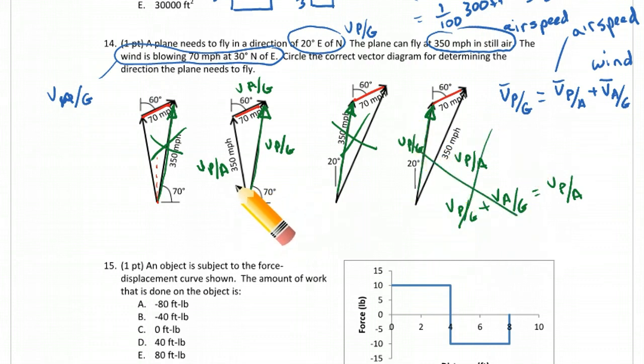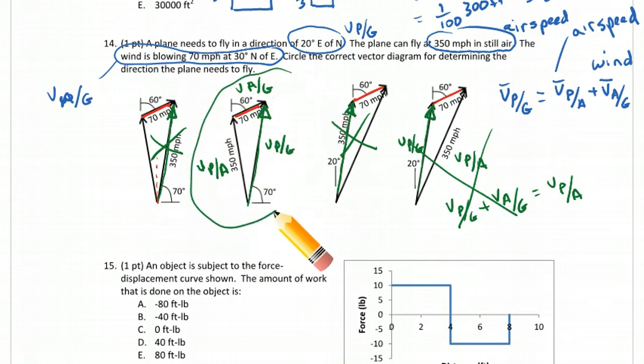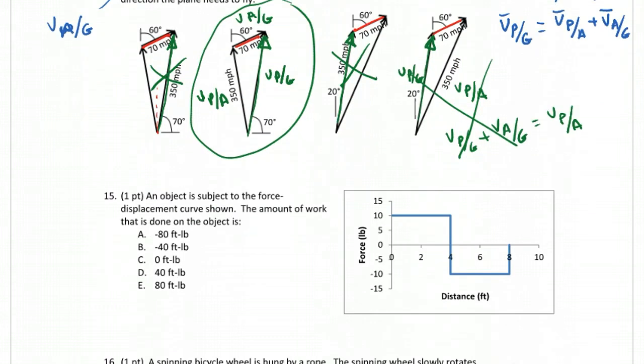And to check, this one is the plane with respect to the air plus the air with respect to the ground, adding those as vectors, is going to give us this resultant plane with respect to the ground. A lot of words there, but hopefully that will help some of you.